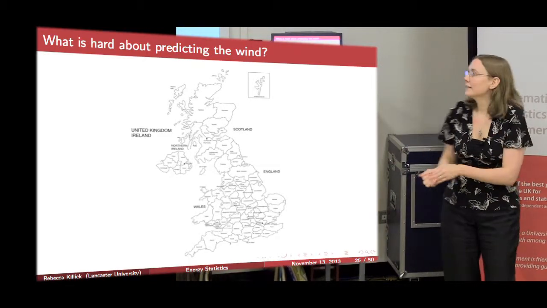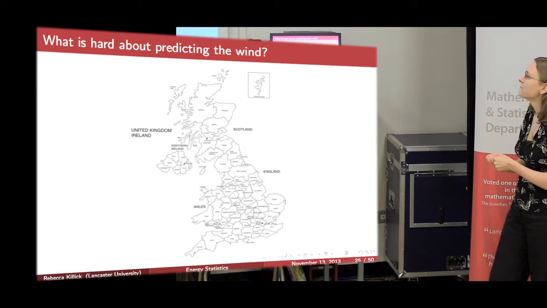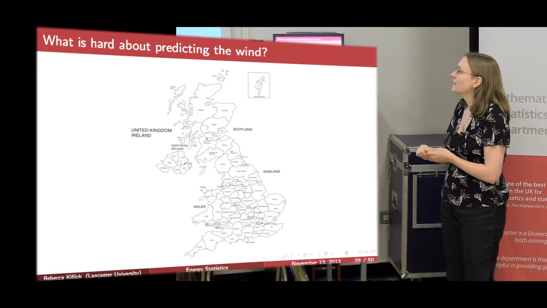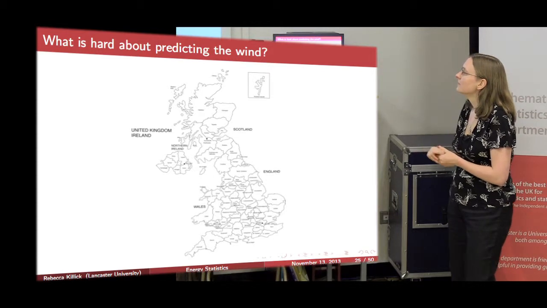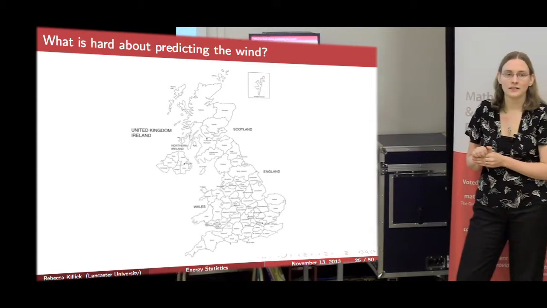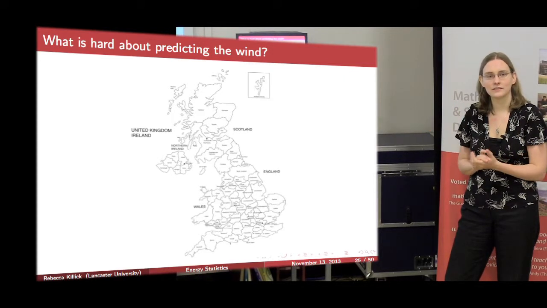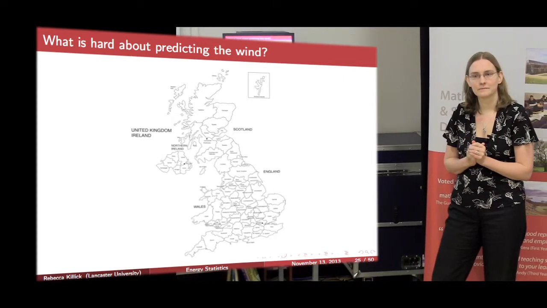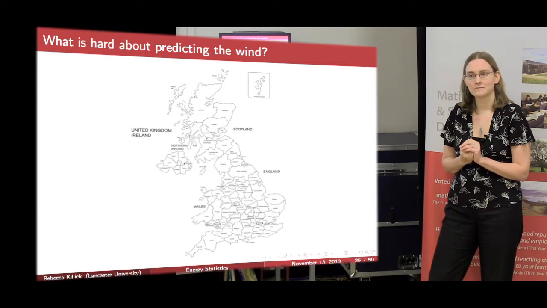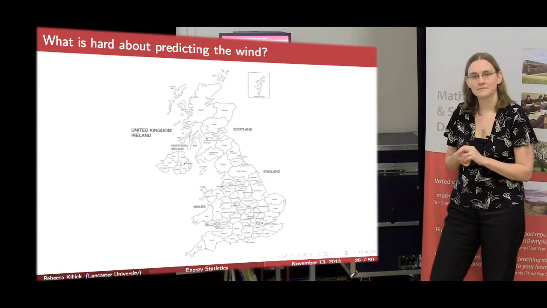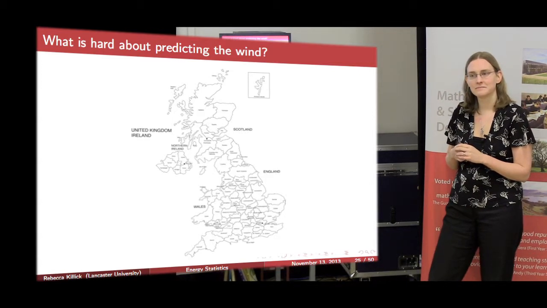So generally speaking, this is a map of the UK. If I was going to site a wind turbine in the middle of England, whereabouts do you think might be good for the data to come from? Anyone have any ideas? What would you use to predict the wind in the middle of England? Anyone? No?